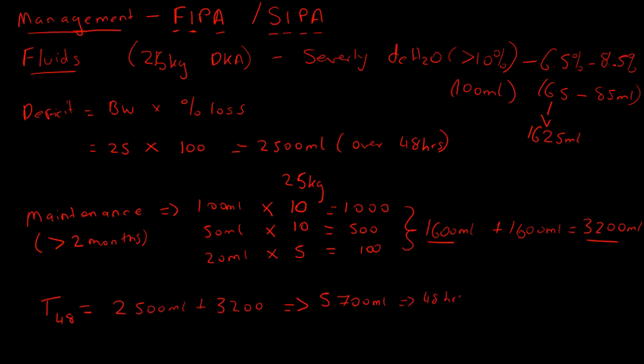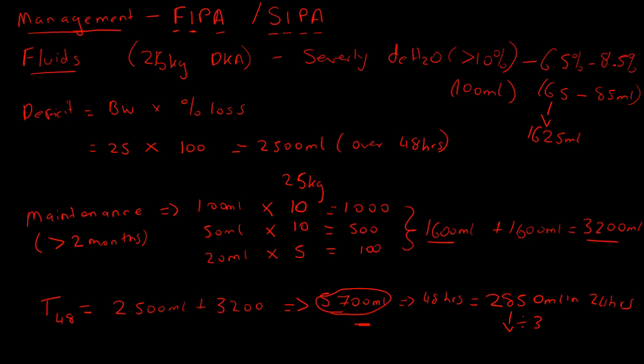So if we're giving 5,700 mils in 48 hours, how much are we going to be giving in 24 hours? We can divide this by 2. If we divide this value here by 2 to find out how much we're giving in 24 hours, it means we're going to be giving a total of 2,850 mils in 24 hours. So I simply divided this value here by 2. We further want to decrease this to give it 8 hourly. If you want to give this 8 hourly, we're going to divide this by 3 aliquots.